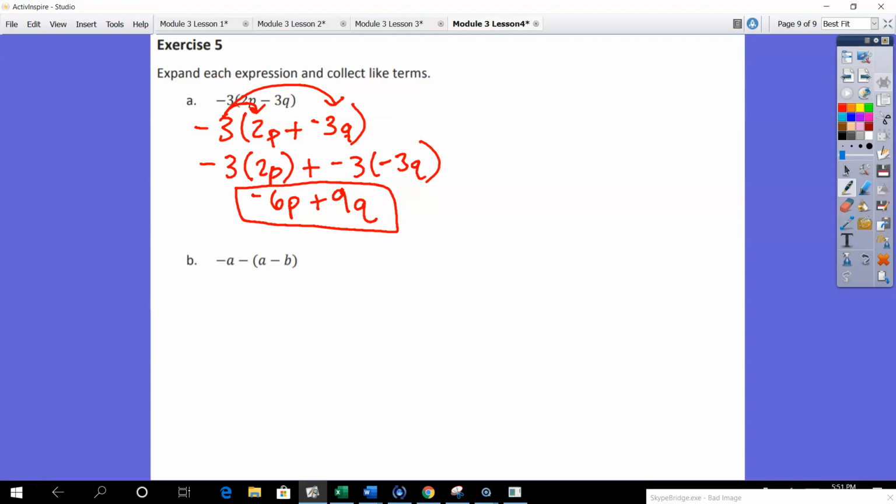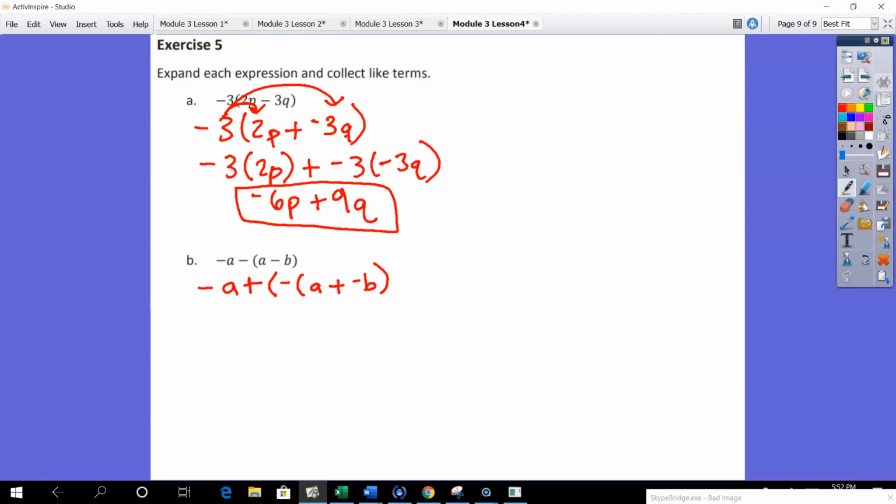Okay, so go ahead and pause the video and try B. Okay, so in B, negative A, we see subtraction, so we're changing that to addition. We're adding the opposite of B and not minus B. We have to change subtraction to addition, so plus a negative B. Okay.